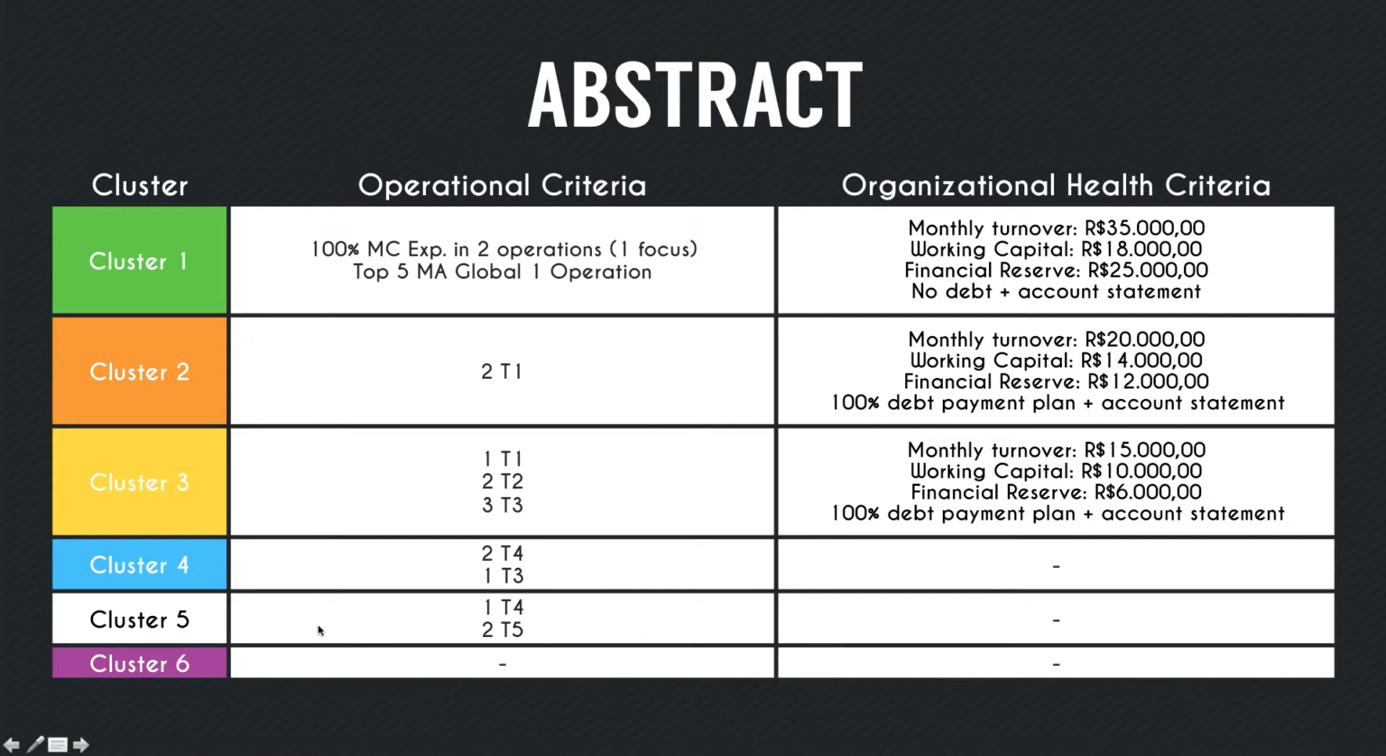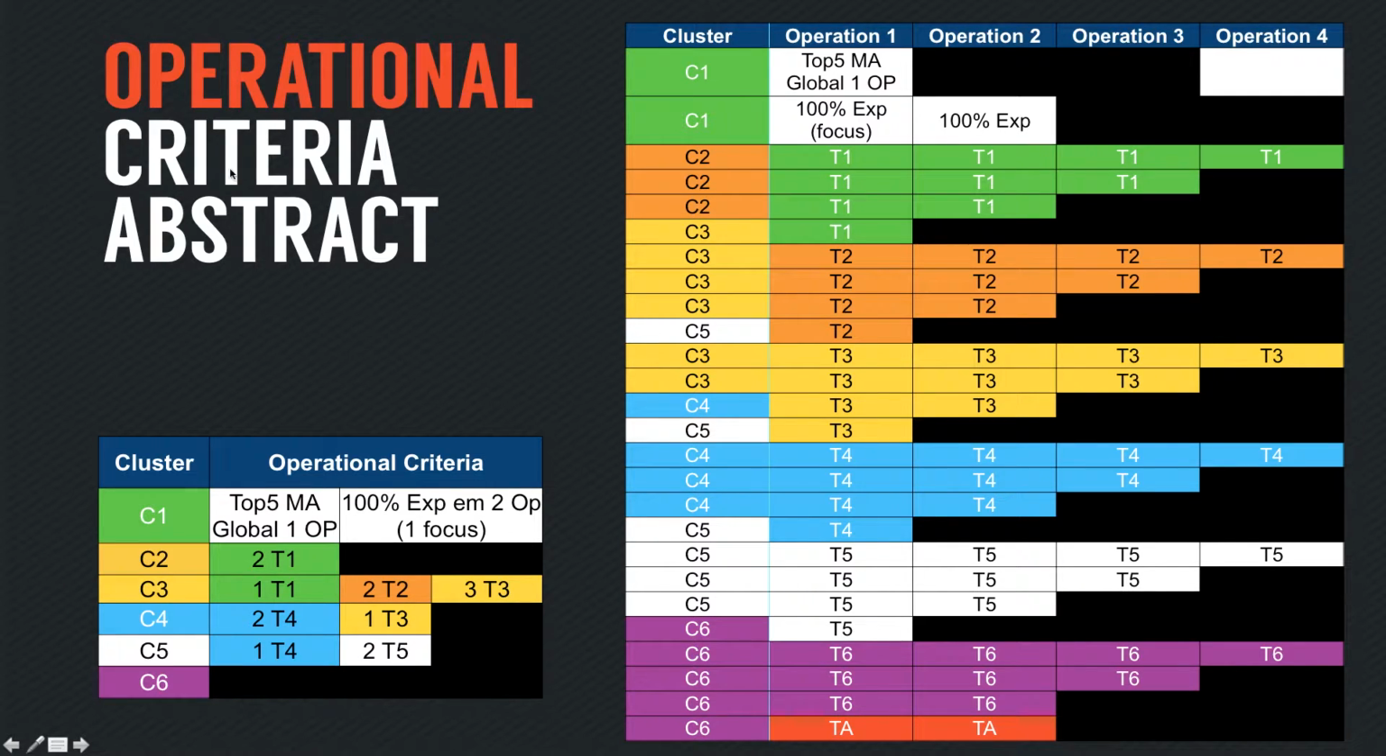So the financial or organizational health criteria was only happening after cluster 3. So for cluster 3, cluster 2, and cluster 1. All right? And then you had the combinations, which are more visual over here for you guys. This is the old one. We had a lot of problems here because it wasn't very logical.